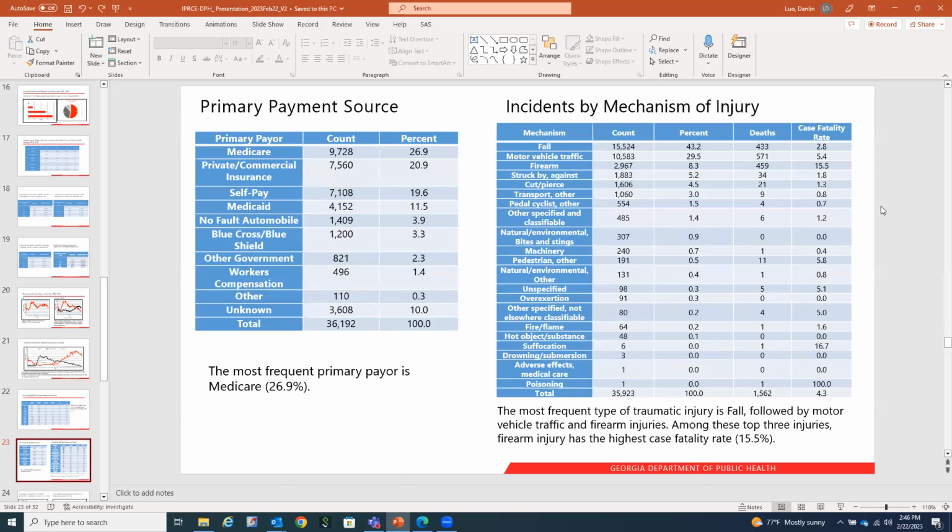The right table shows the incidence by mechanism of injury. So the most frequent type of traumatic injury is fall, followed by motor vehicle traffic and firearm injury. Among the top 3 injuries, firearm injury has the highest case fatality rate, 15.5%.